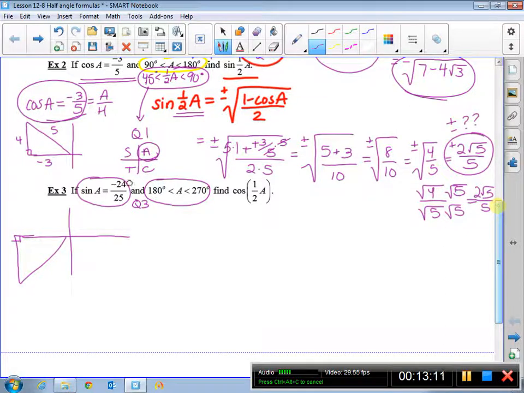Sine tells us the opposite is 24, and the hypotenuse is 25. And so by the Pythagorean theorem, you can find out what the other side is. Go ahead and do that. Take a moment. 24 squared and 25 squared, and subtract that over.